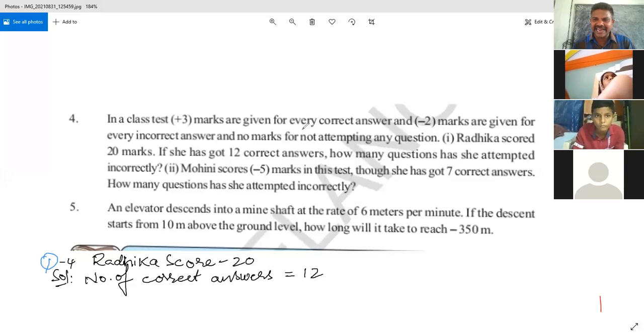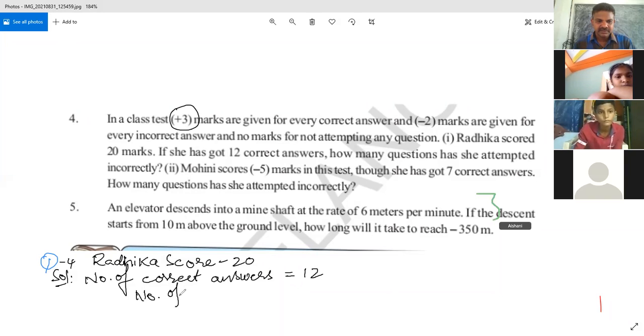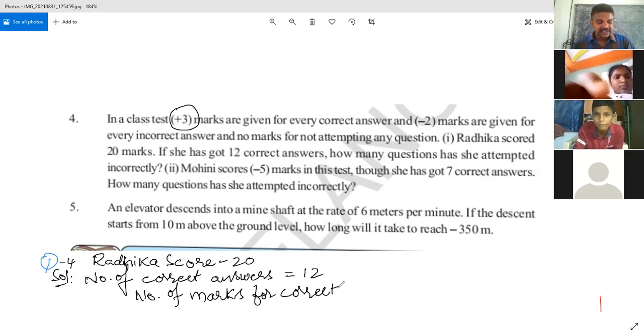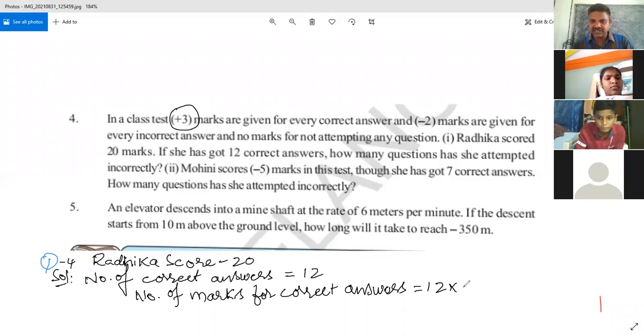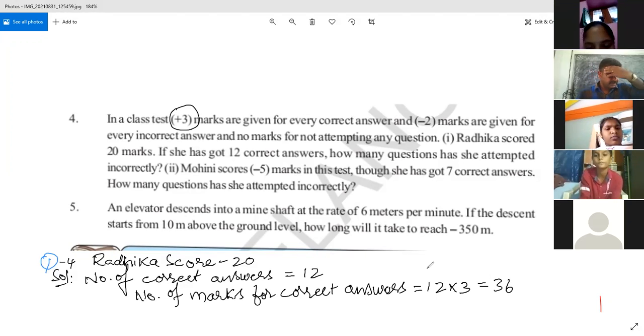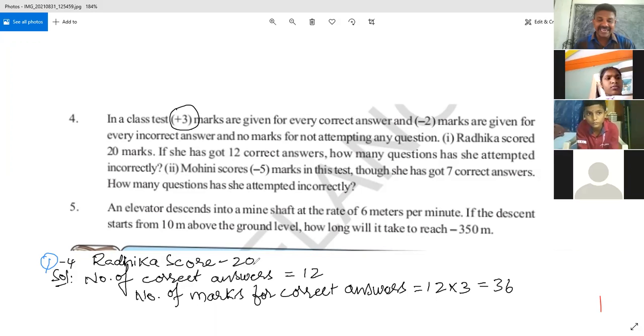See, each correct answer gets plus 3 marks, so 12 into 3, the number of marks for correct answers. 12 is correct, and each correct question got 3 marks. 12 threes are 36 marks, right? Therefore, marks for incorrect answers.